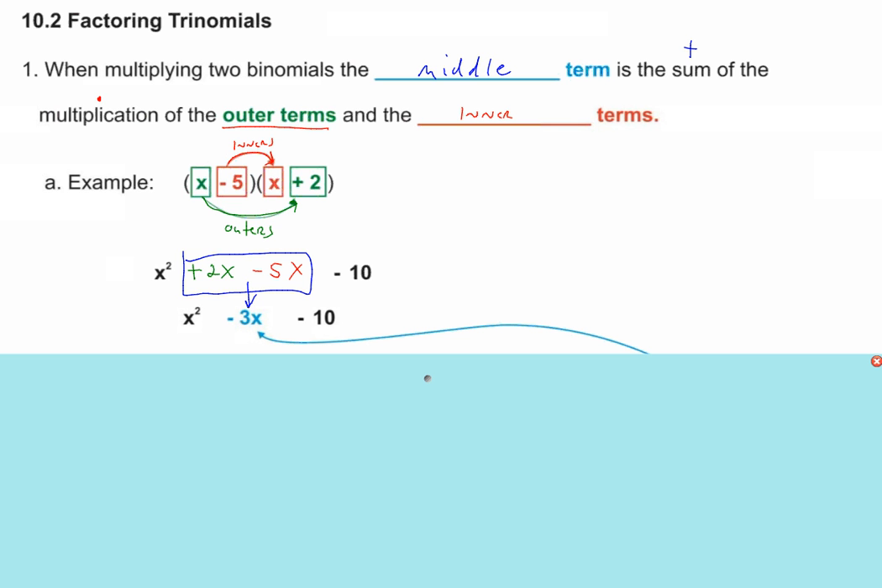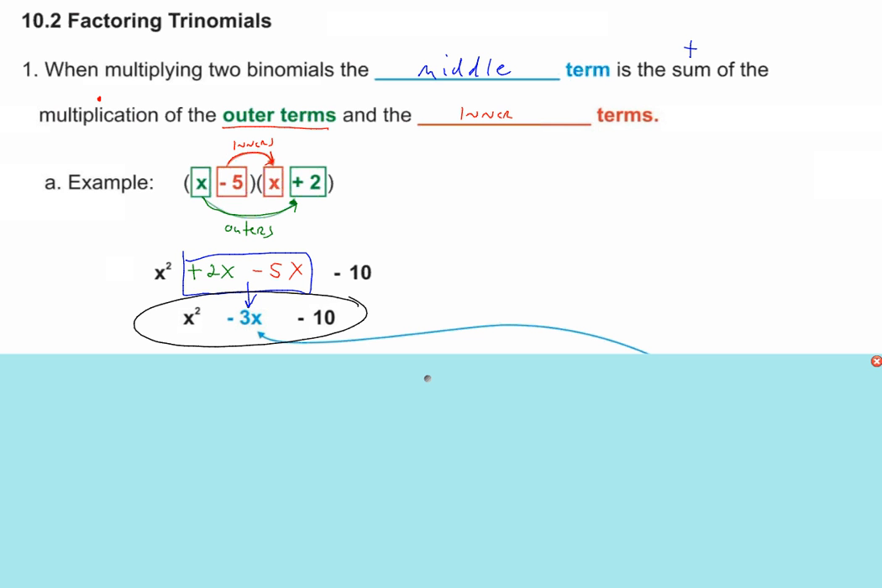And where does that middle term come from? Multiplying the outers and adding to it the multiplication of the inners. And by the way, if we finish this out, I already did it, you don't need to do this in your notes, but you would finish out with the negative 5 times the positive 2 and get that negative 10, right? Again, for a final trinomial of x squared minus 3x minus 10.